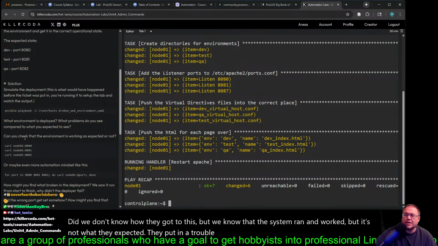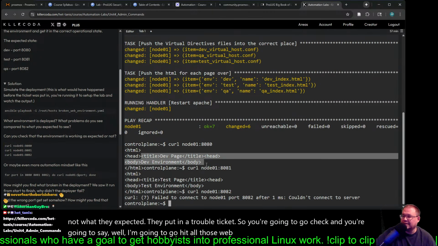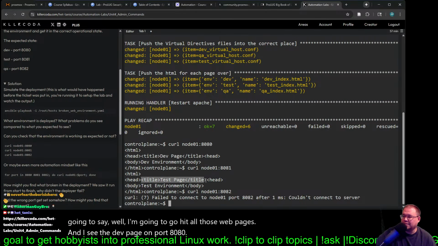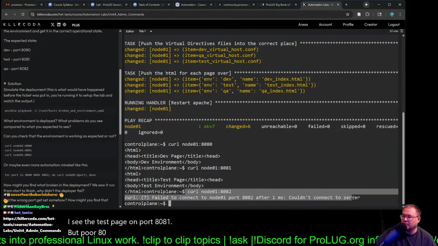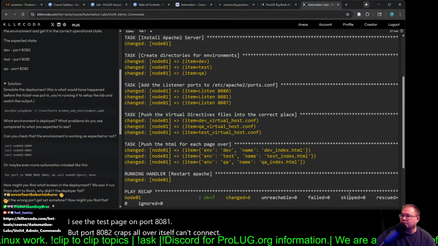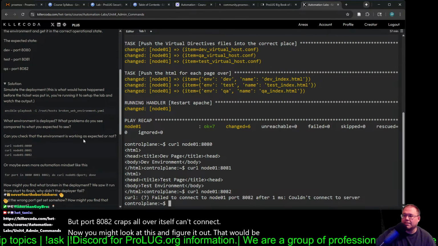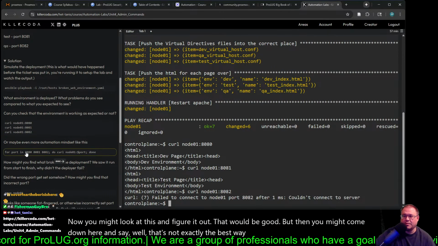So you're going to go check, and you're going to say, well, I'm going to just go hit all those web pages. And I see the dev page on port 8080. I see the test page on port 8081, but port 8082 can't connect. Now, you might look at this and figure it out. That would be good. But then you might say, well, that's not exactly the best way to do this automated.